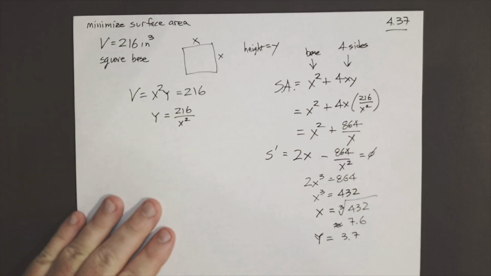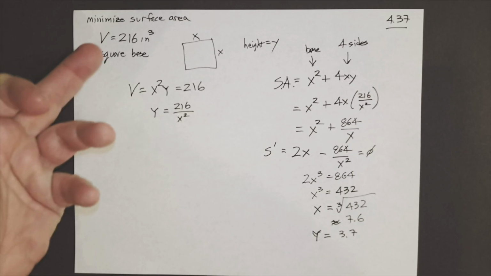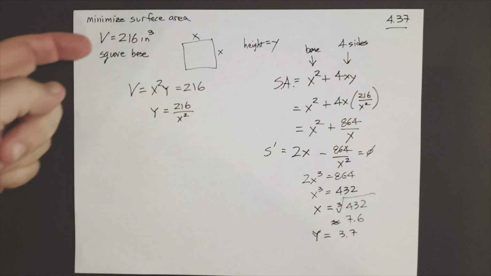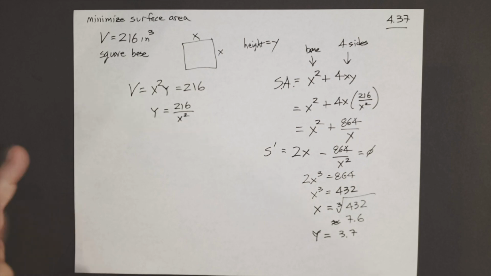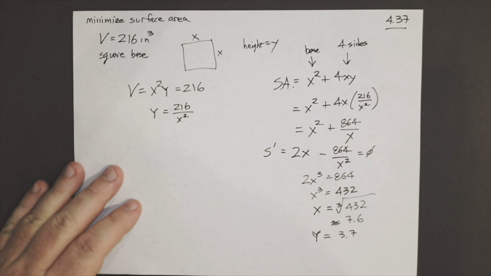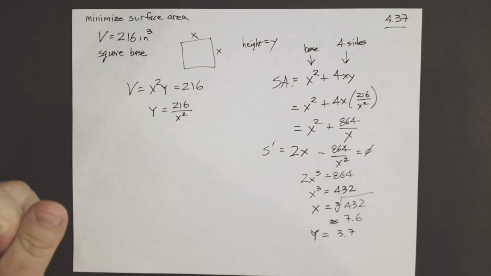Last one here. This is a minimize one, so this is a minimum. What we're doing is saying we need to make an open top box that has a set volume. It has a volume of 216 cubic inches. But what is the minimum amount of cardboard that we can use to make that? I think you can see the application of this. Lots of businesses want to minimize their material use, and so this kind of problem is very appropriate.